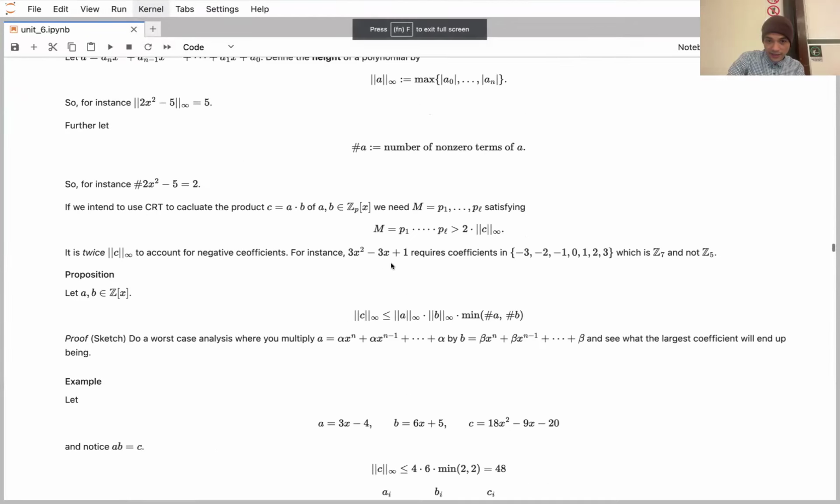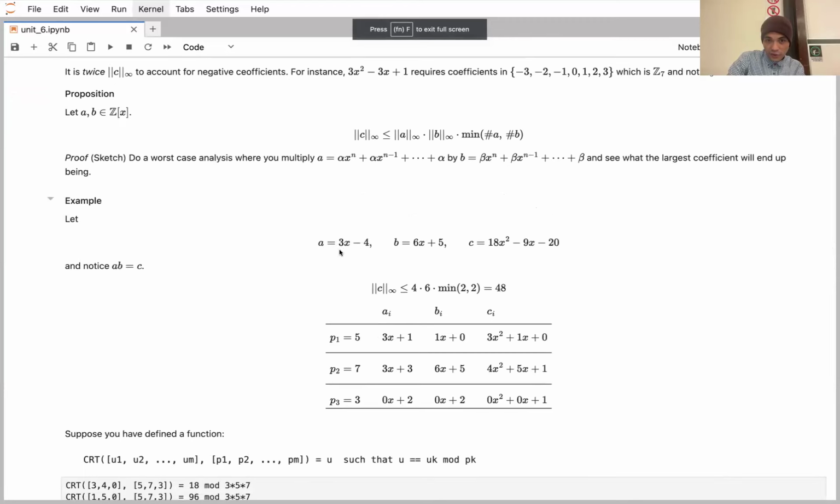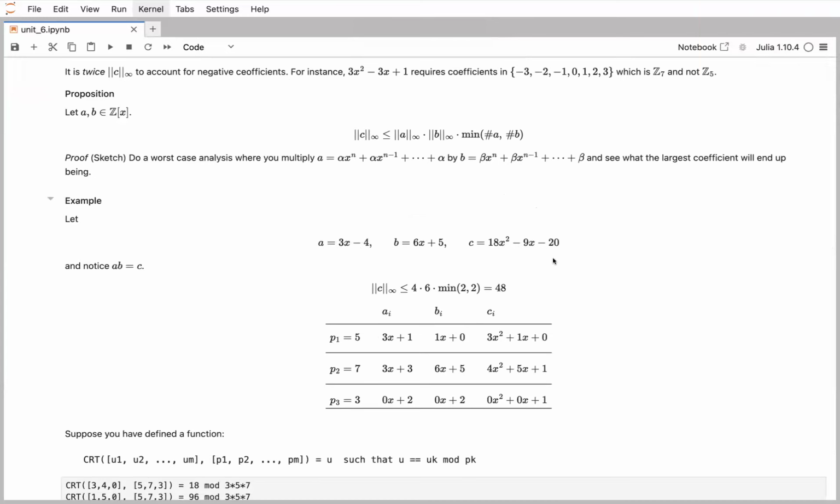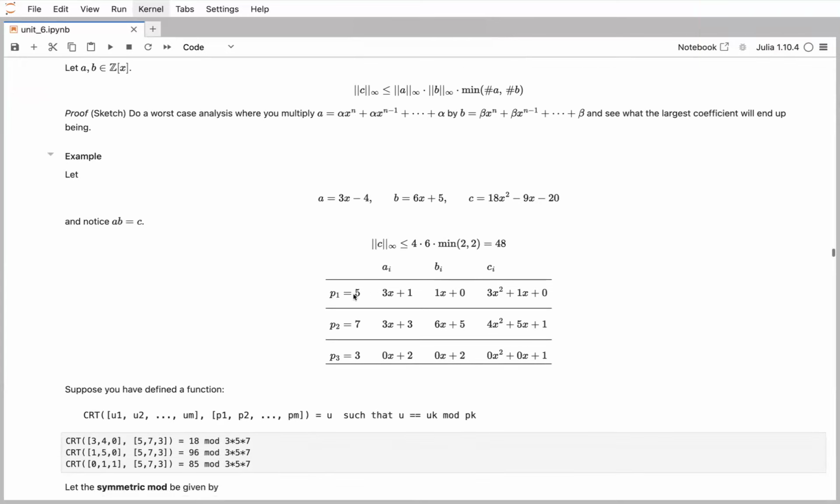Okay, so here's the idea. I have two polynomials, A and B, and they multiply out to this. So I'm saying, look, do the multiplication mod 5, and you'll get 3x squared plus 1x plus 0. And furthermore, you don't require big ints to do this, right? Because the biggest number you'll need is 4. Agree? We can also solve the problem mod 7, and we can also solve the problem mod 3, right?